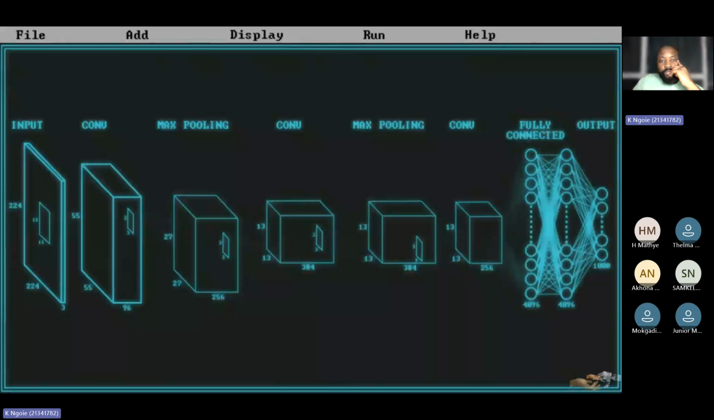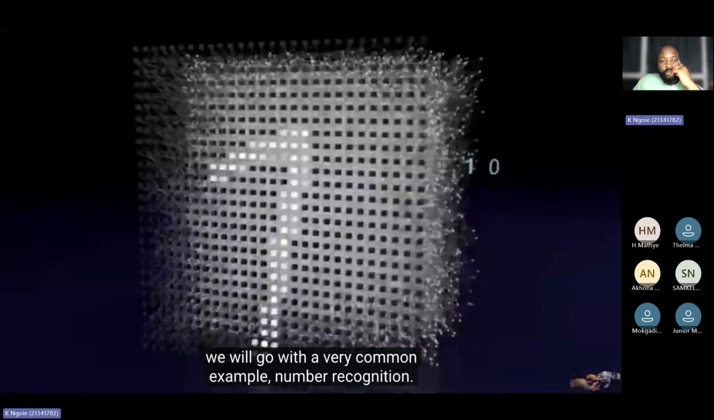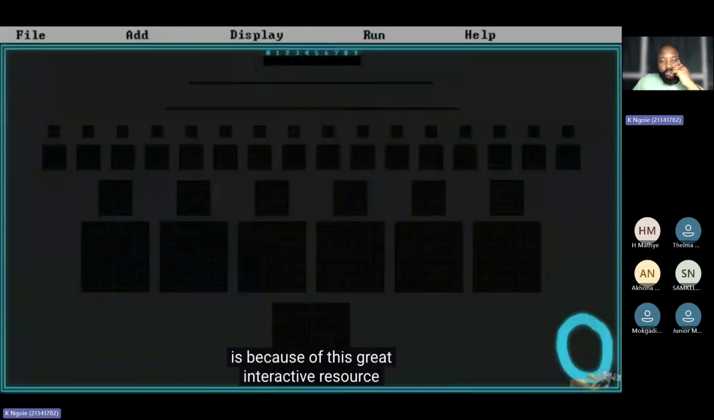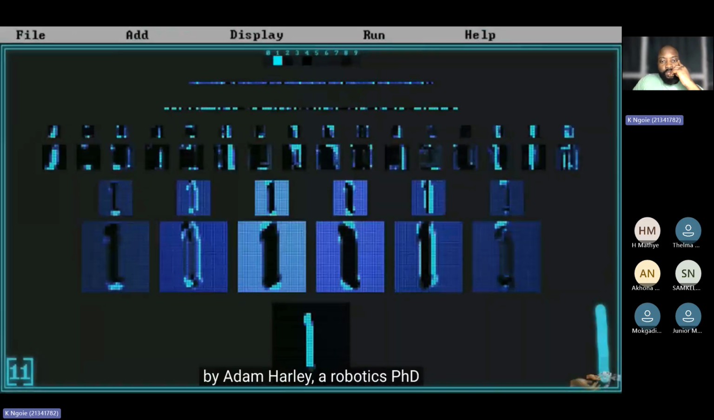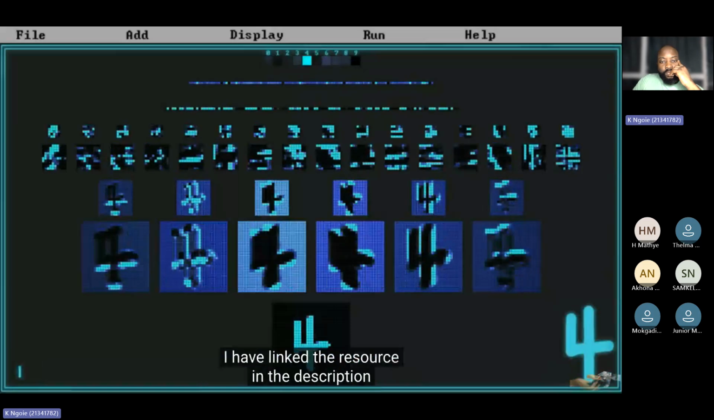For our discussions on convolutional neural networks, we will go with a very common example, number recognition. The reason this example was chosen is because of this great interactive resource by Adam Harley, a robotics PhD at Carnegie Mellon University. I have linked the resource in the description so that you too can experiment with it and see the internals of a convolutional network.